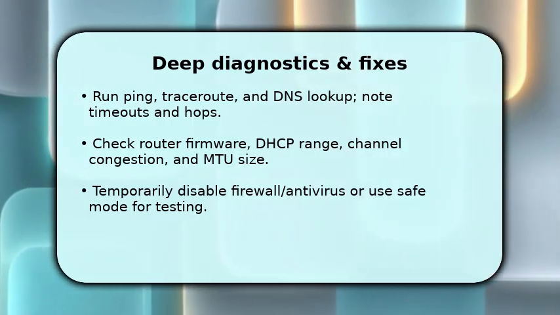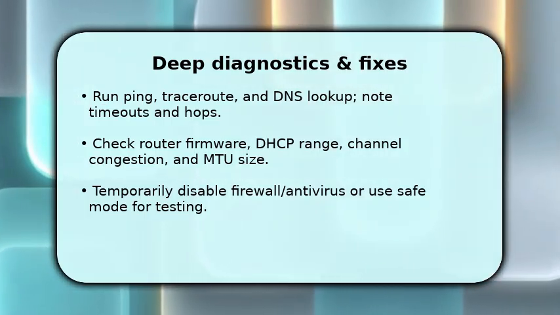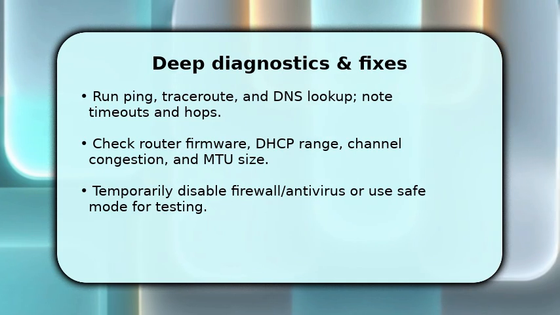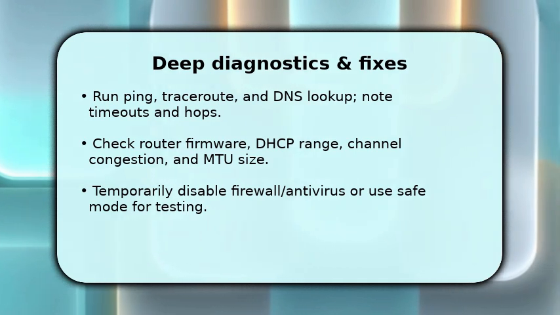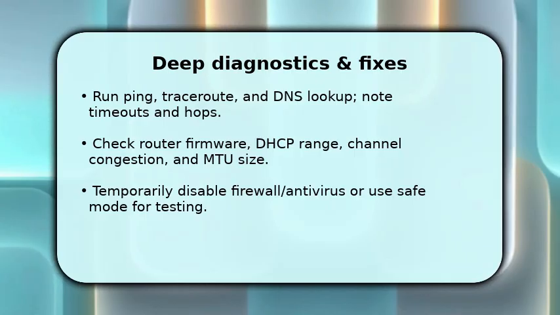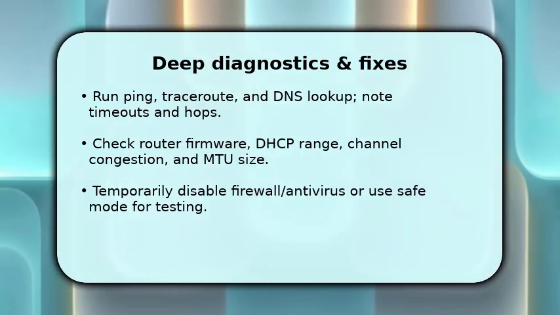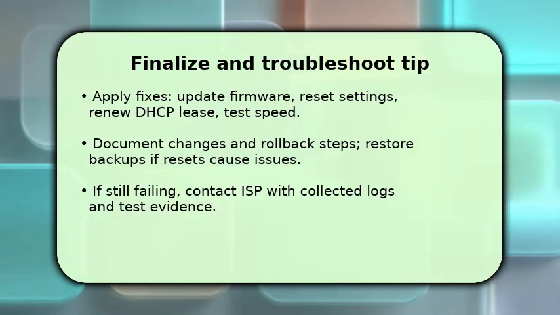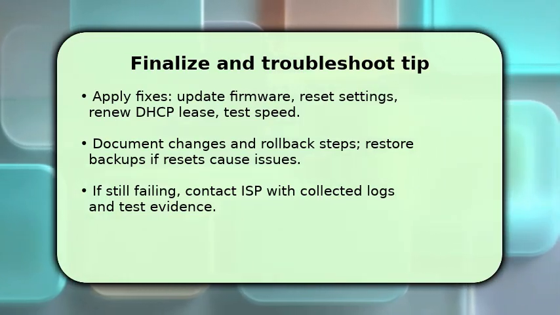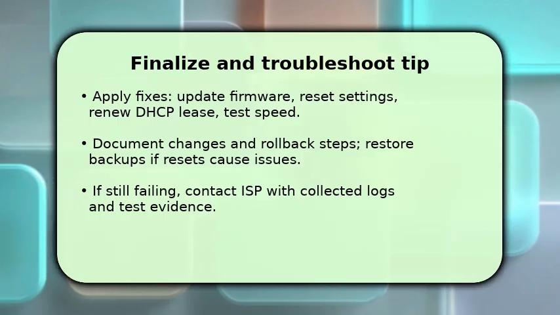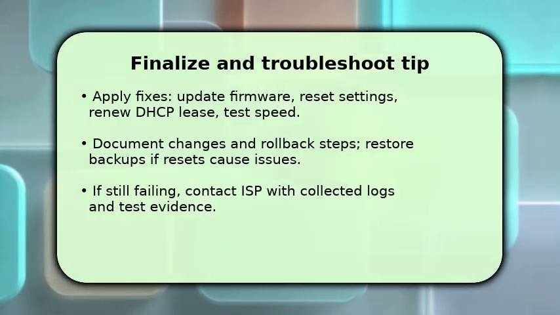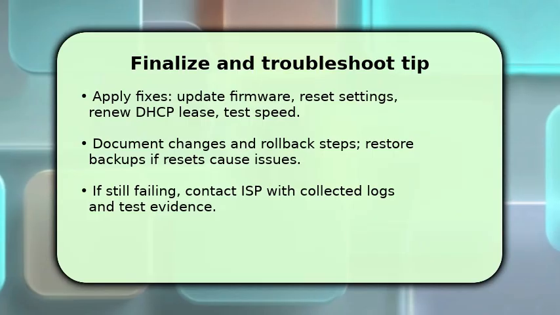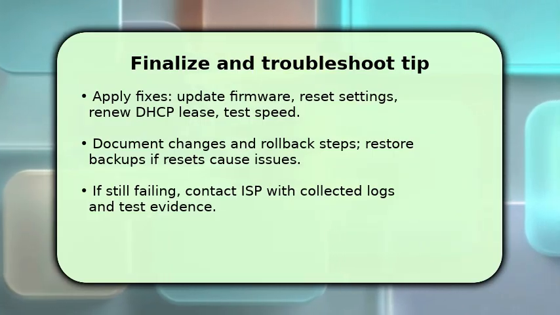Adjust if needed. If software could interfere, temporarily disable firewall or antivirus, or boot in safe mode. Finish by applying the appropriate fixes. Update router firmware, restore correct settings or perform a controlled factory reset, renew the DHCP lease, and run a speed test to confirm improvement. Make sure to document each change and keep a rollback plan or backup file so you can undo anything that causes instability.